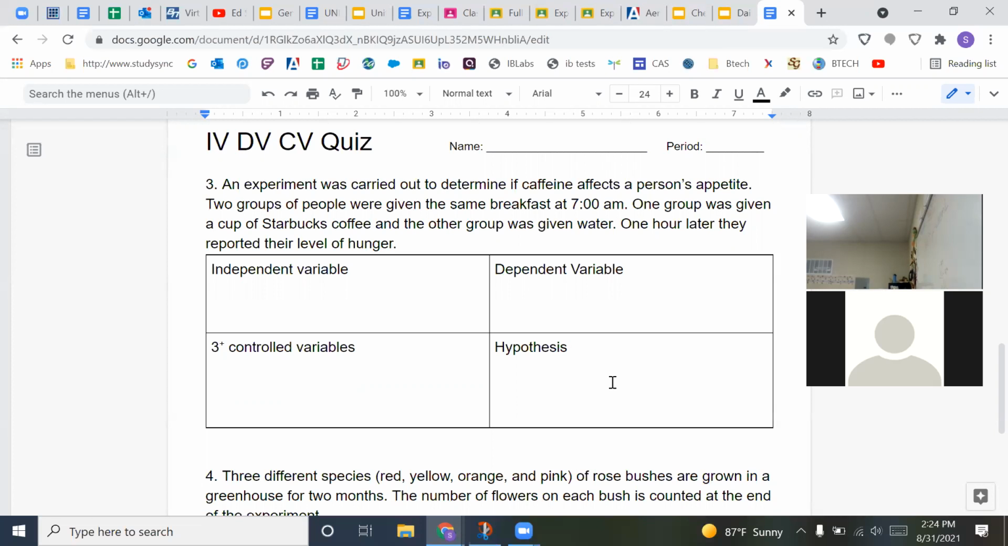Amounts of caffeine would be good too, because you could have however much caffeine is in your Starbucks or 0. And if we really wanted to do a good experiment, we would have more than just 2 groups, right?